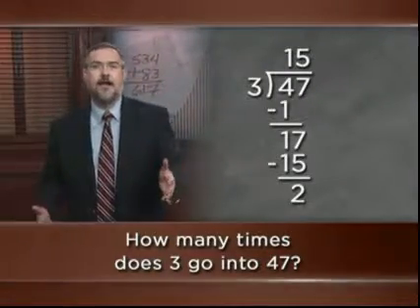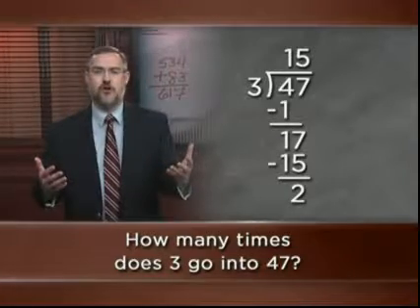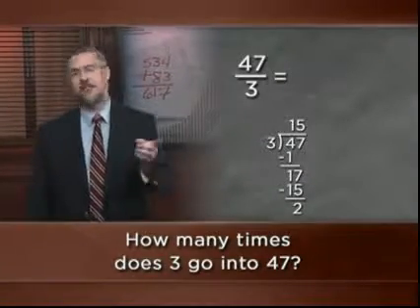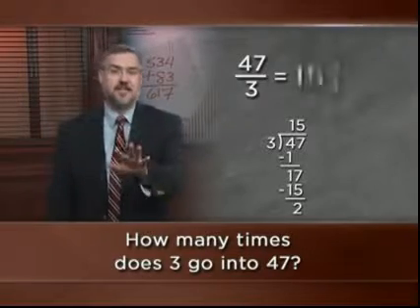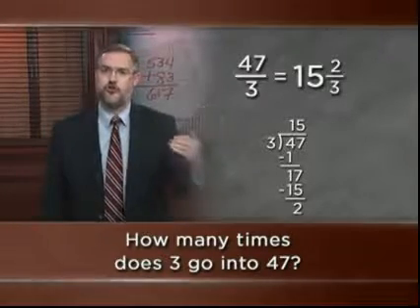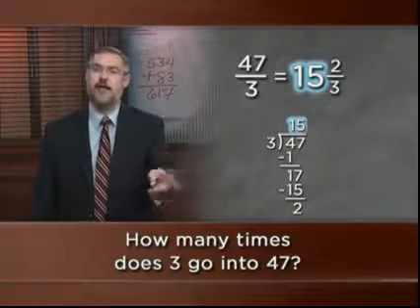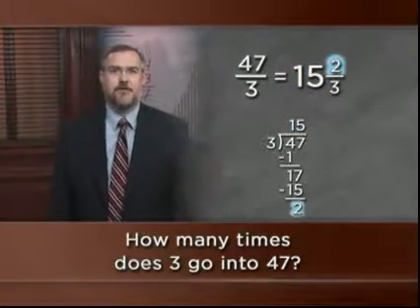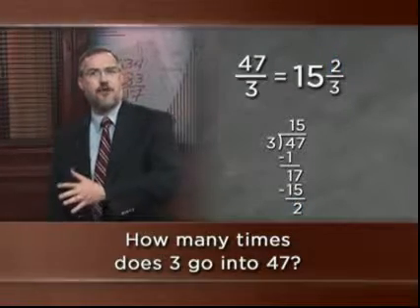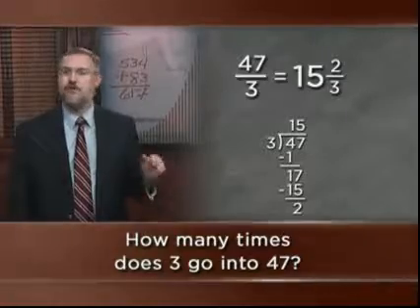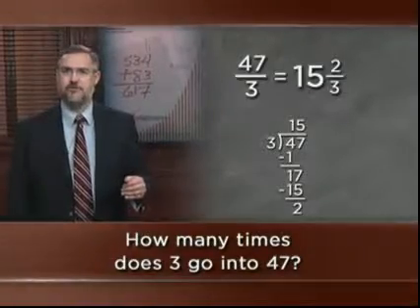And guess what? That tells you all you need to know. 47 over 3 is the same as the mixed number 15 and 2/3. The 15 was the quotient from that long division problem, and the 2 was that remainder at the end. So I know that the improper fraction 47 over 3 is the same as the mixed number 15 and 2/3.